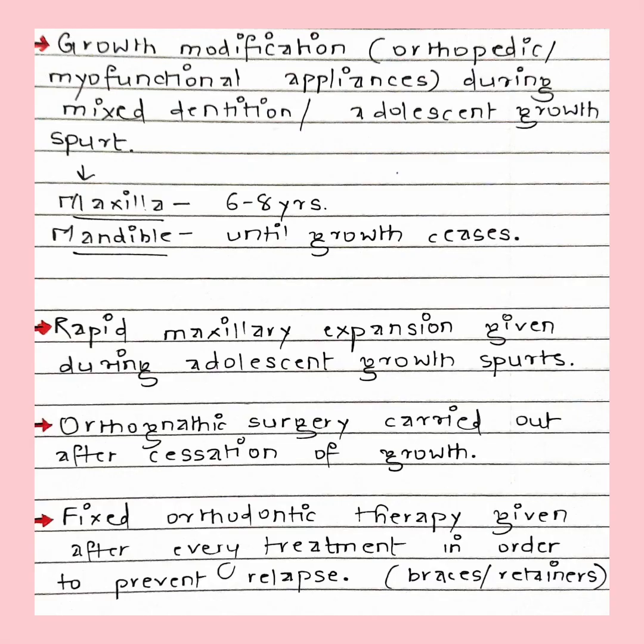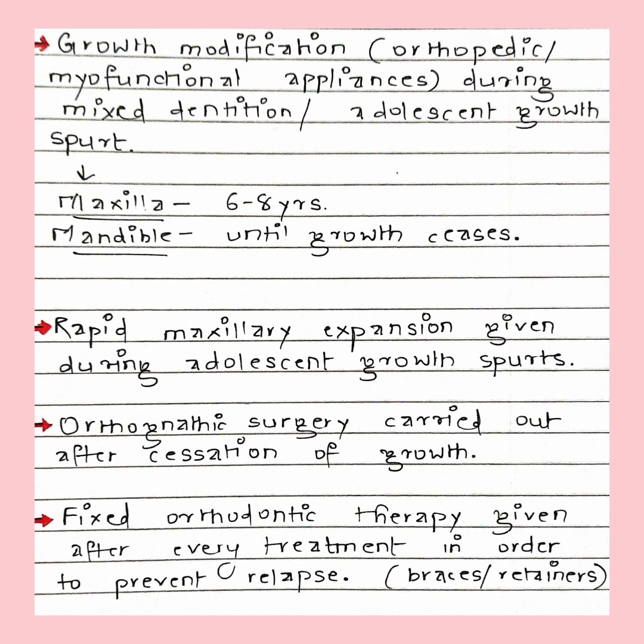In simpler words, the treatment for the maxilla should be started at the earliest because its growth ceases earlier compared to the mandible, whereas the growth of the mandible continues until 18 to 20 years of age. Hence, the treatment of the mandible should not be abruptly terminated until the growth stops or ceases.